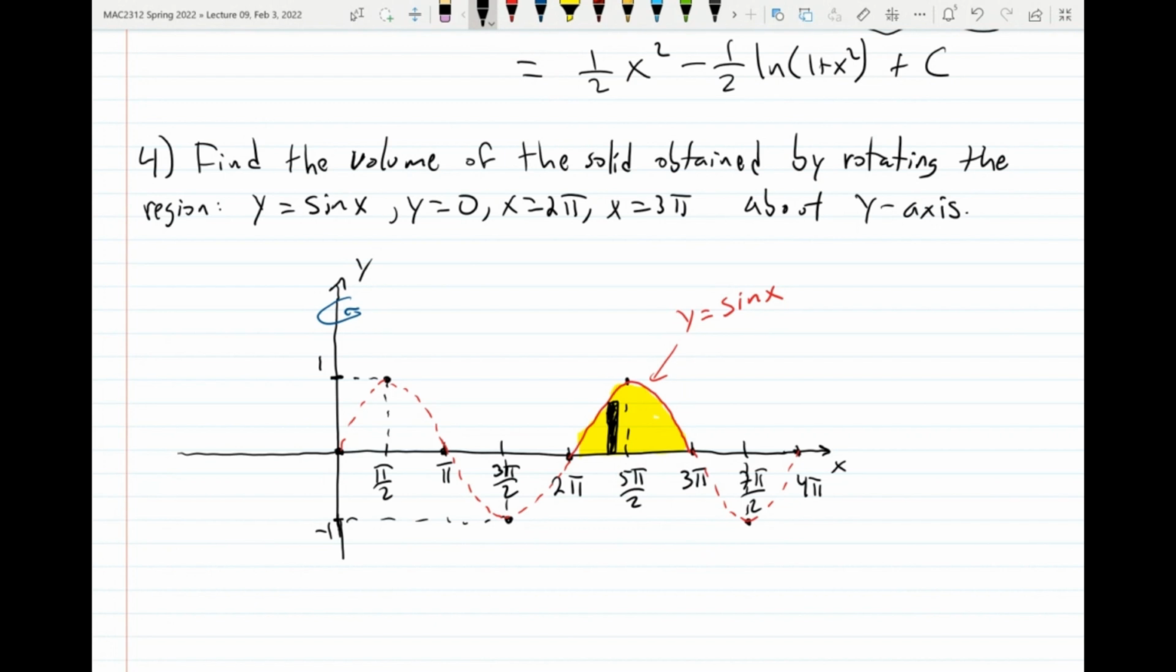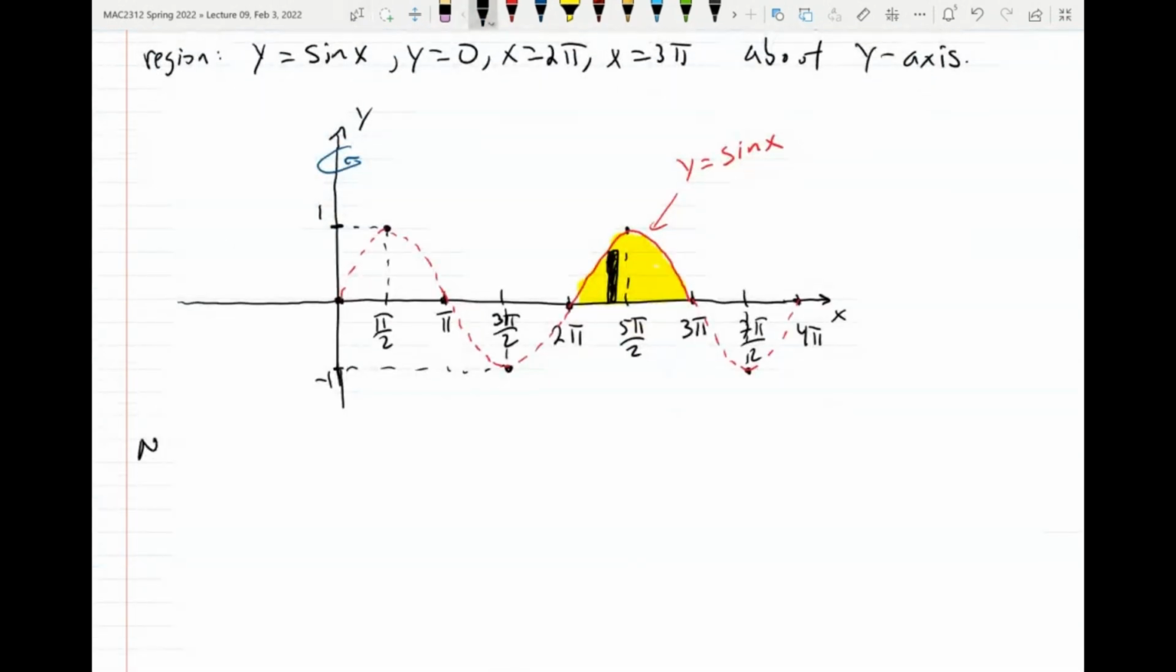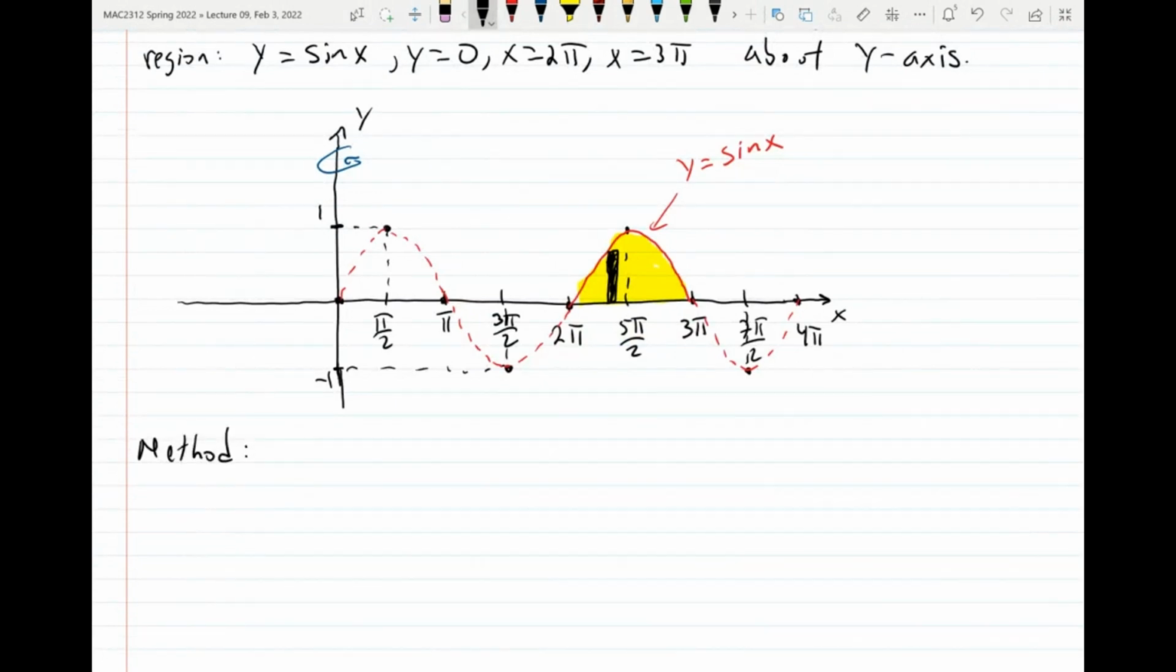Okay, good. So now that we place a rectangle, then we can already write several things. First of all, we already can say what's the method that's going to be used. What's the method? Shells. Very good. Second, we can say the variable. What's the variable that's going to be used? The variable is x. Very good.